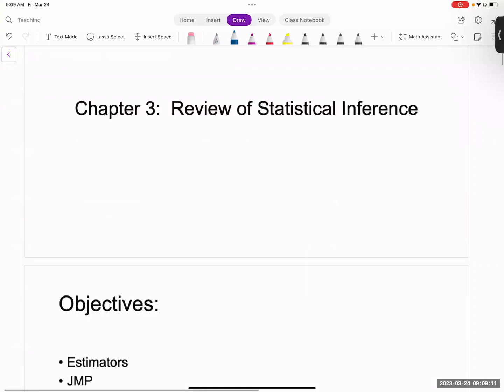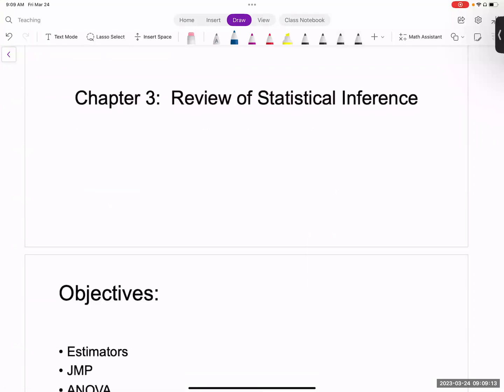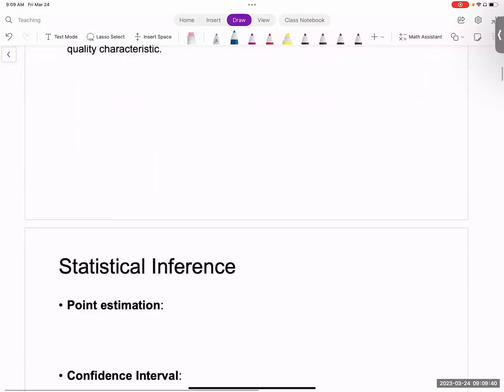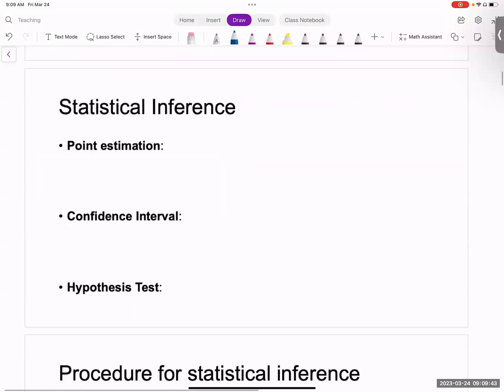Today we'll talk about chapter number 3, which is on review of statistical inference. Now, some of the methods that you will see in this chapter might appear familiar to you. You might have taken some of these topics in your past courses. So the idea is to give you some idea about what type of statistical inference we're going to use in this course. Mostly, we'll be concerned with 3 methods in this chapter: point estimation, confidence interval, and hypothesis testing.